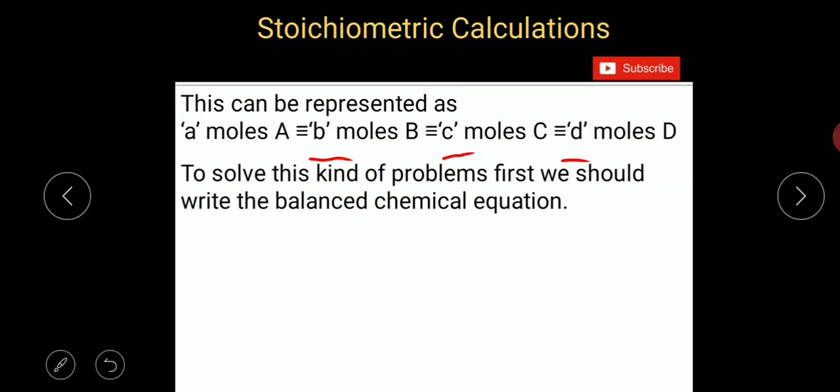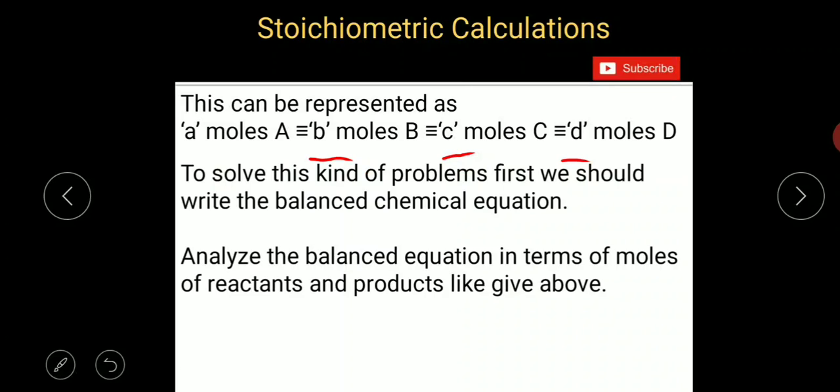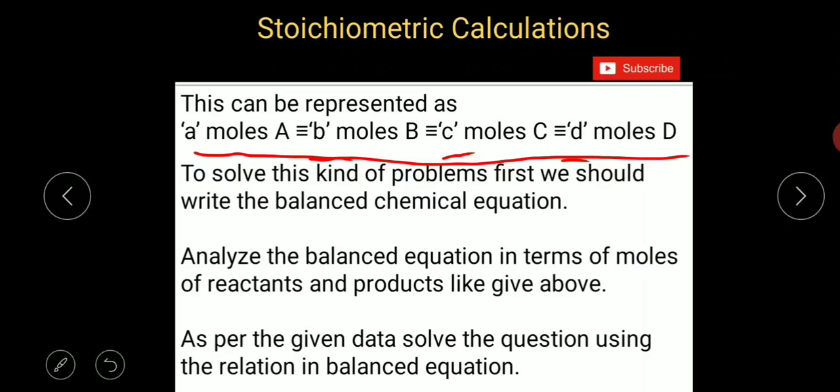And to solve the numericals based on stoichiometric equations, first we need to write down the balanced equation. And from the balanced equation, first we need to find out the number of moles of reactants and the number of moles of products like this. And using this relation, we can solve the numericals of stoichiometric equations.